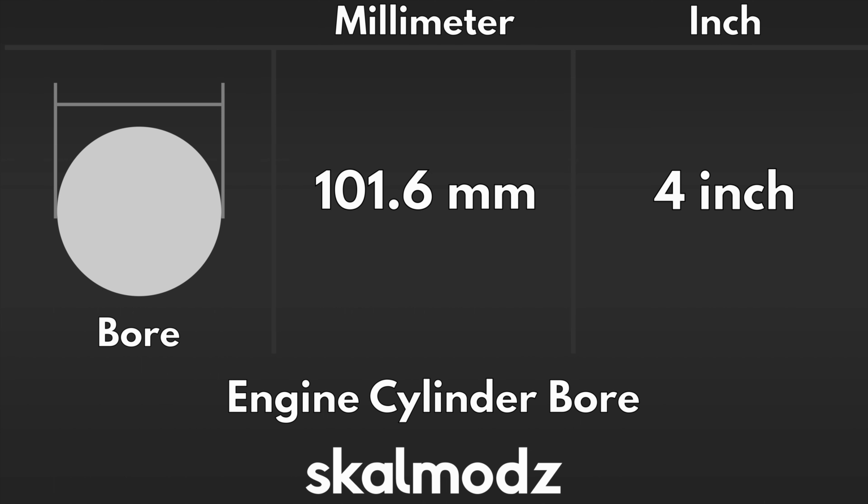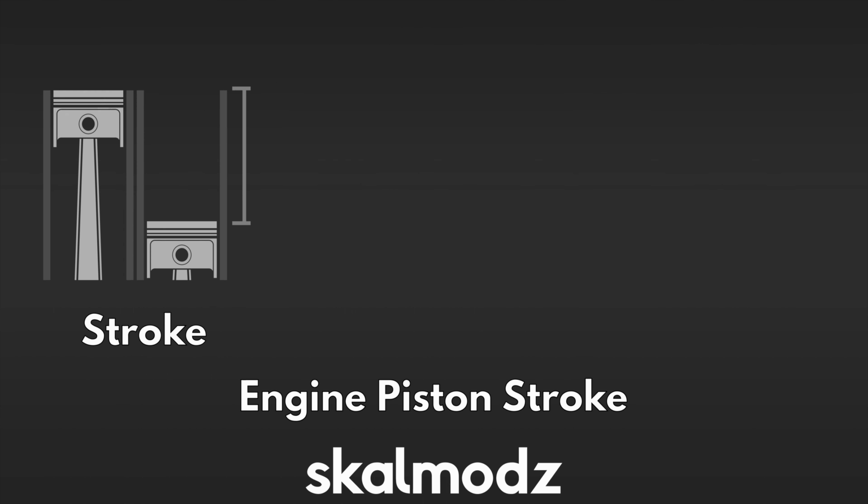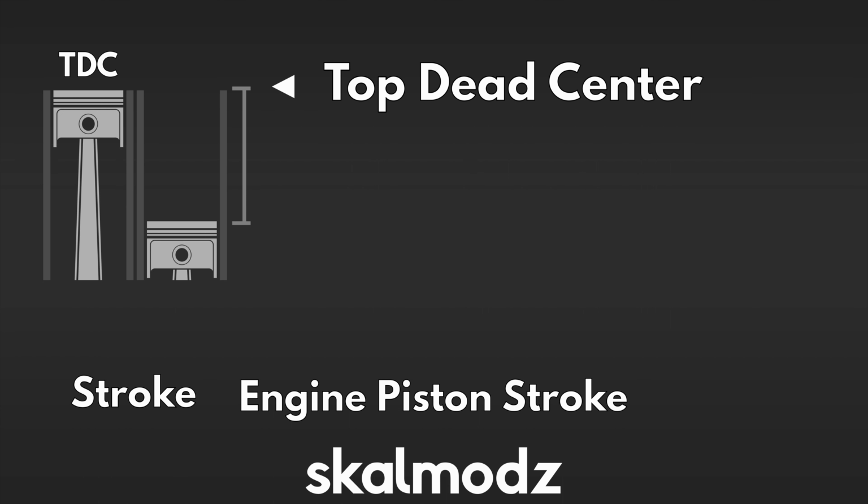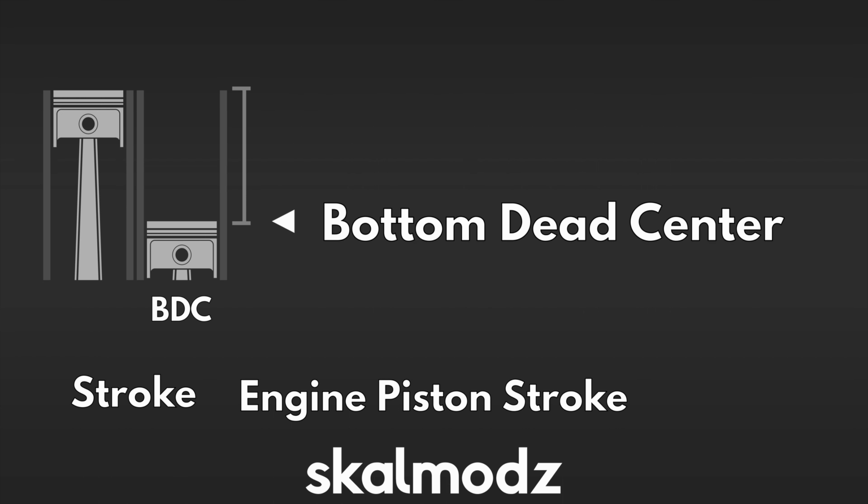To calculate cylinder volume, we will need the measurements for the bore of the cylinder and the stroke of the piston. Now we will measure the stroke of the piston in this example. The stroke is the measurement of height or distance that a piston moves between top dead center and bottom dead center. As a side note, top dead center is when the piston is at the top of its stroke, and bottom dead center is when the piston is at the bottom of its stroke.